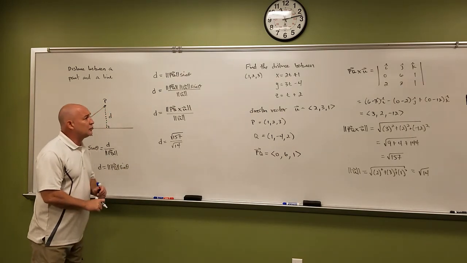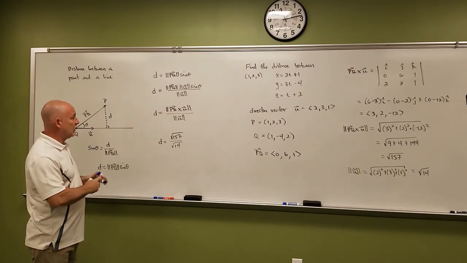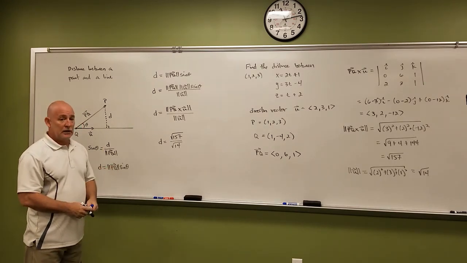So finding the distance between a point and a plane and a point and a line is really just using a formula. Find all the pieces, plug it in, and watch your arithmetic.